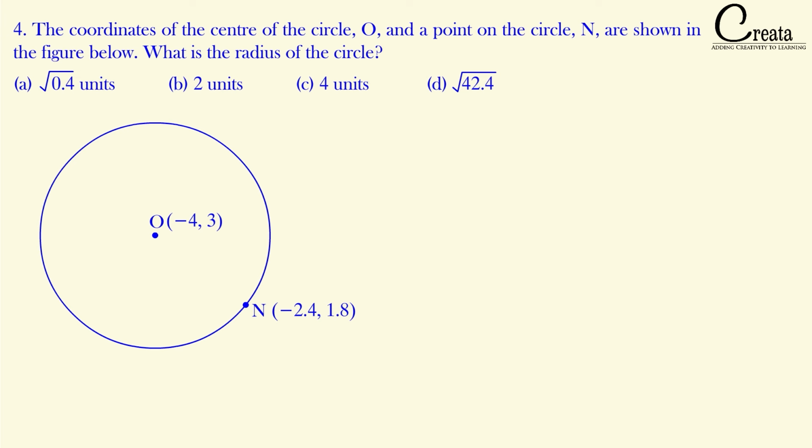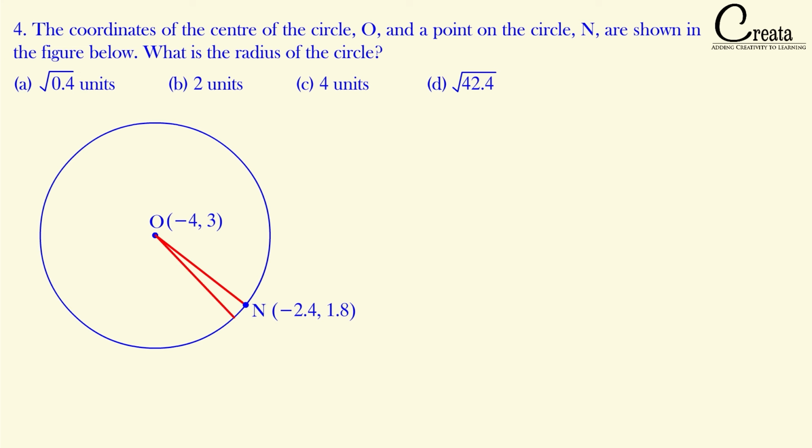The coordinates of the center of the circle O and the point on the circle N are shown in the figure below. So this is question number 4. You can pause the video and try to solve this question. So let's approach the question. Here a circle is given, the coordinate of the center is given, that is (-4, 3), and the coordinate of a point on the circumference is given, which is (-2.4, 1.8). So we are given two coordinates and we have to find the radius of this circle. That is the question.